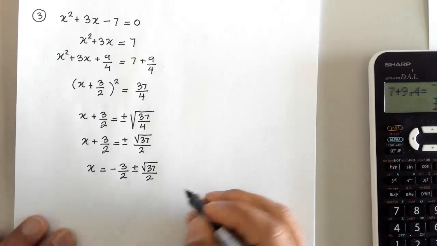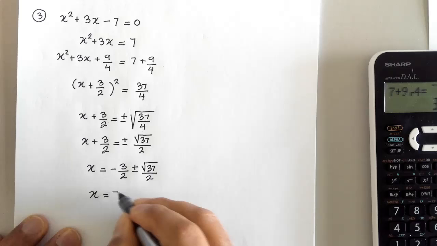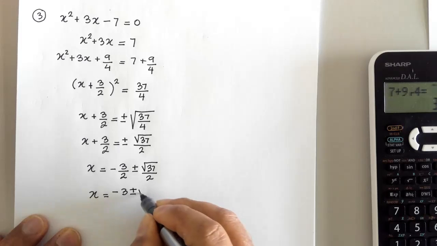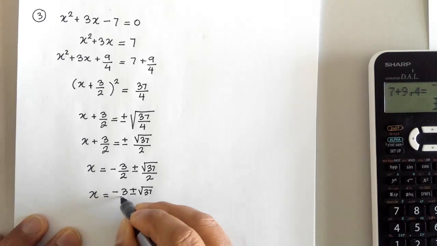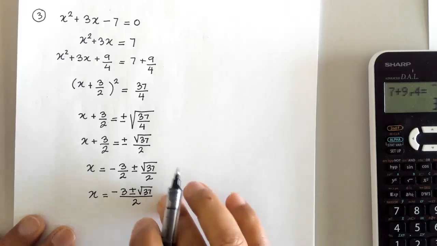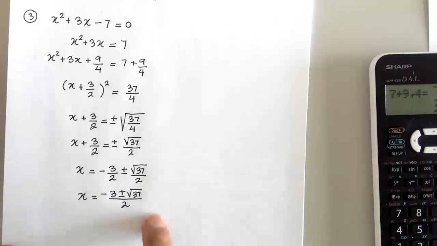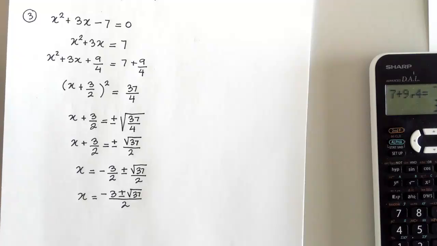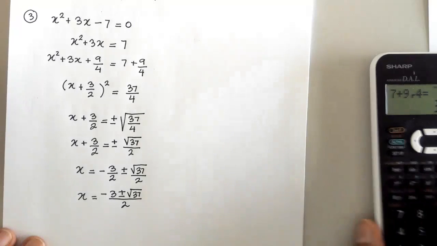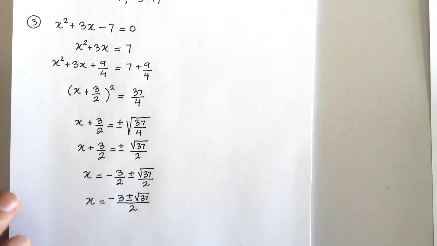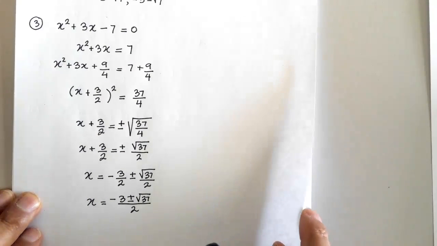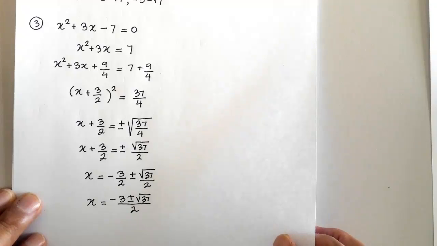And then we can put this together: -3 plus or minus a square root of 37 on 2. Then you can leave it like that, or you can separate them. Depending on whether you need the answer in surd or decimal form, then you do so. So that is another equation solved by completing the square. We're going to do one more monic, and then we'll see how we do the non-monic.